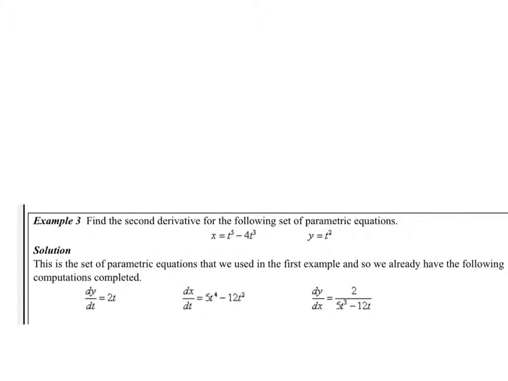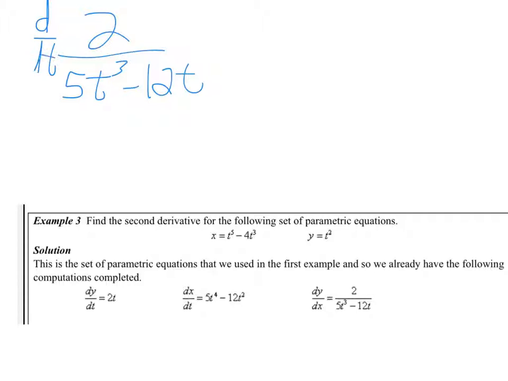just need to clear this out a little bit. So what we're going to do here is we're going to take our 2 over 5t cubed minus 12t. We're going to take its derivative. All right, so we're going to go d dt of this, and then we're going to multiply it by 1 over 5t to the fourth minus 12t squared. And we saw earlier how the units work themselves out perfectly for us.